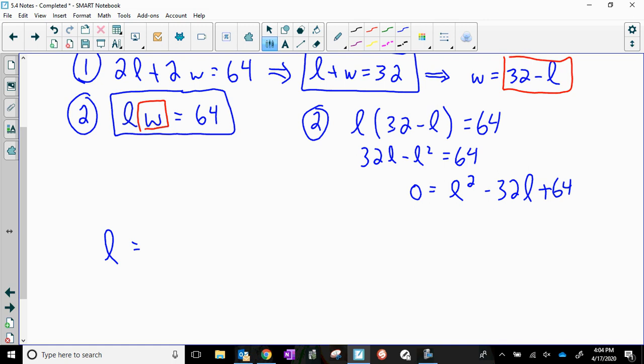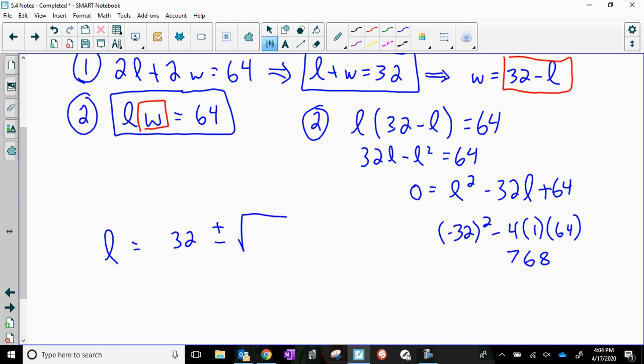So our length is 32 plus or minus the square root of... Now we're going to do the discriminant. Just to keep my writing down a little bit, I'm going to do the discriminant off to the side. So that is negative 32 squared minus 4 times 1 times 64. I'm just going to grab my calculator and put it in there, and I have 768. So that's the number I'm going to put in the square root.